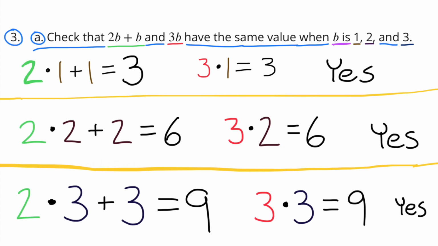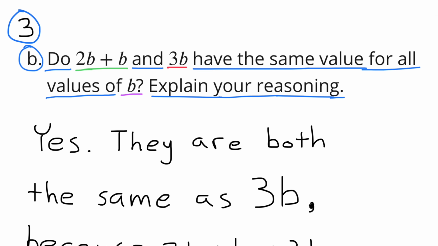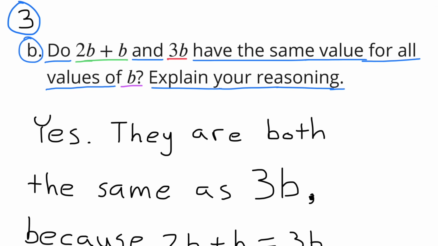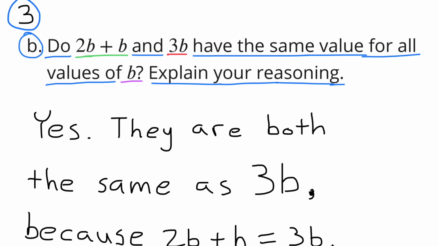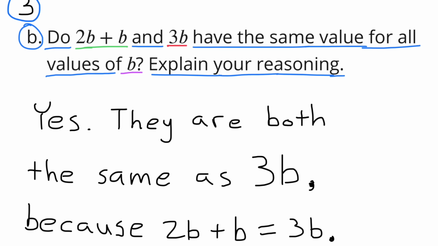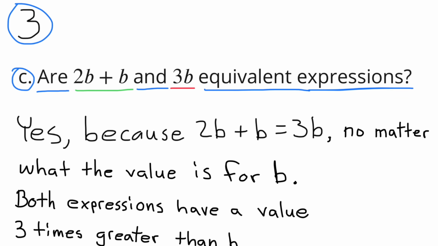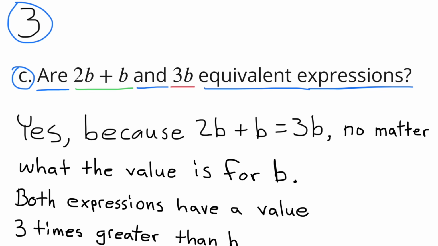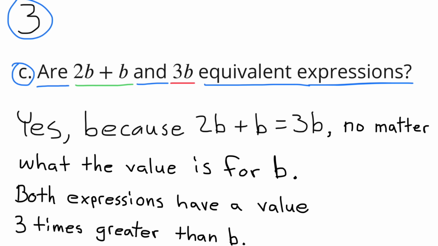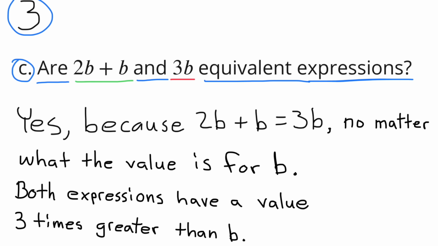B. Do 2b plus b and 3b have the same value for all values of b? Explain your reasoning. Yes, because 2b plus b equals 3b. C. Are 2b plus b and 3b equivalent expressions? Yes, because 2b plus b equals 3b. No matter what the value is for b, both expressions have a value 3 times greater than b.